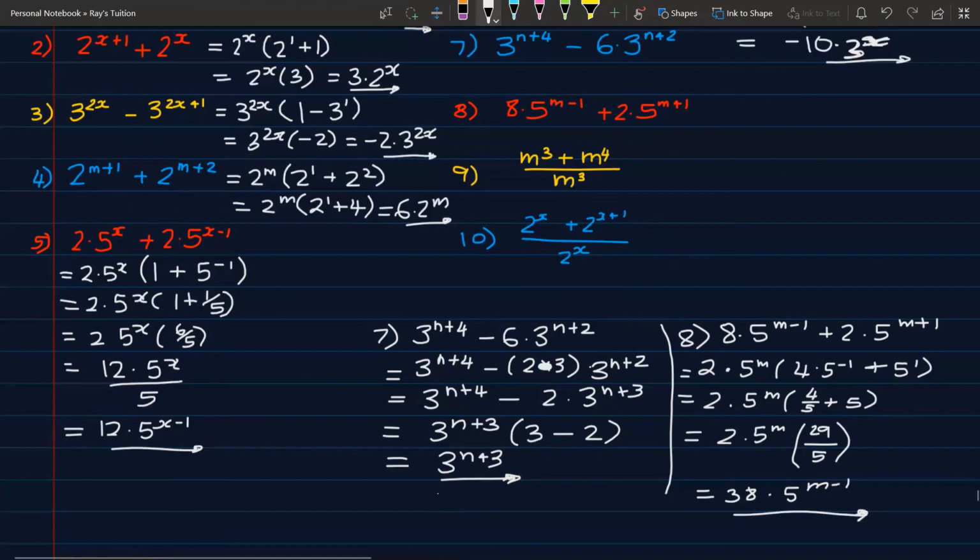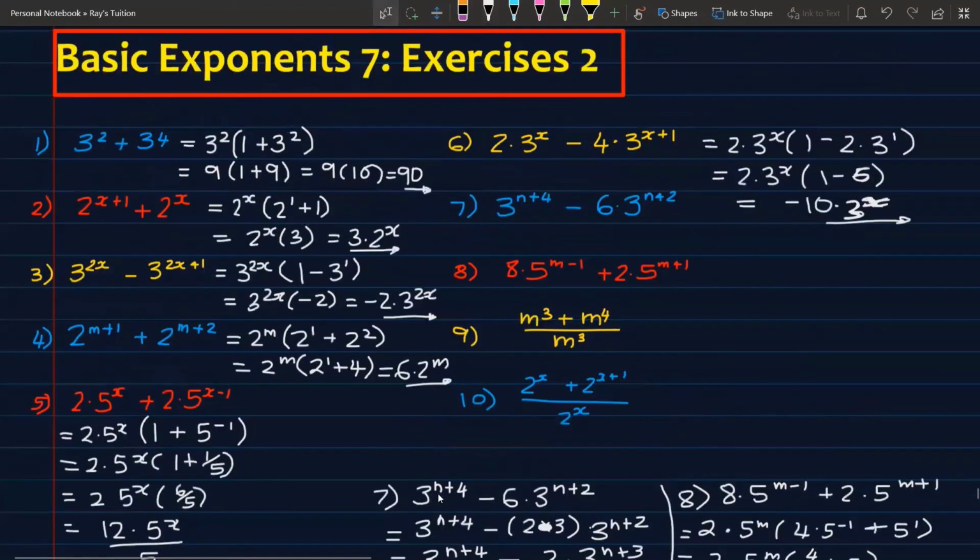Okay. Let us look at number 9. Now, number 9, it's very tempting. You want to cancel these two m's out, but please remember that you cannot cancel over plus or minus. So what we're going to have to do is factorize. So we're going to take out m cubed, and what we're going to have is 1 plus m in the numerator over m cubed. And now that the operation between these terms is multiplication, we can cancel, and that's just equal to 1 plus m.